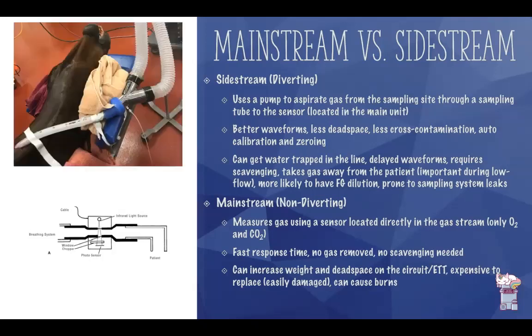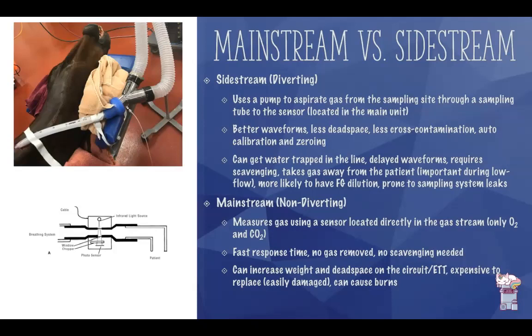An example can be seen here on this horse, which is intubated through a tracheostomy site. The sidestream capnometer is attached at the Y piece of the breathing circuit, which is directly attached to the endotracheal tube, thus receiving the most reliable sampling for carbon dioxide measurement.